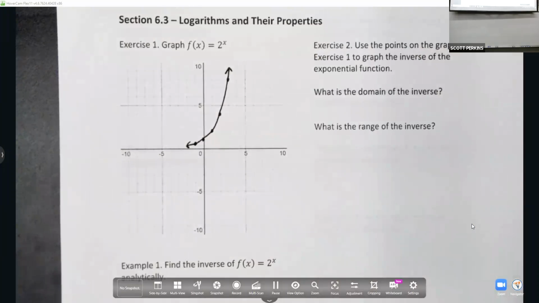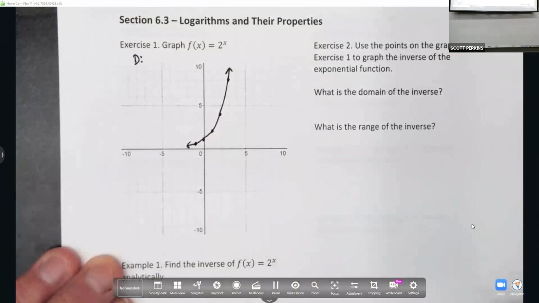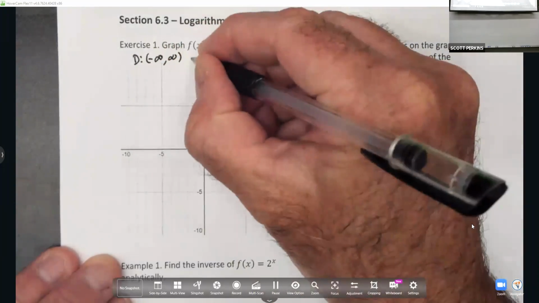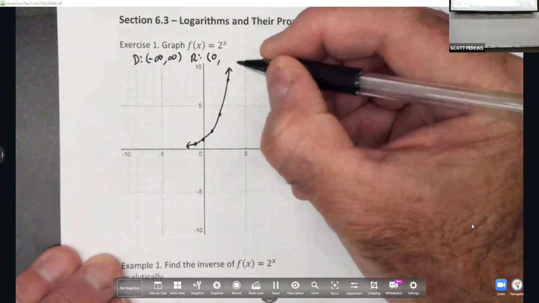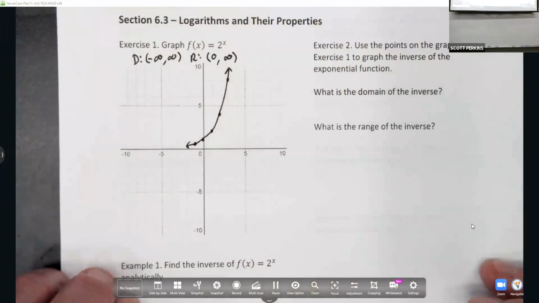I didn't ask you to do this because we just did it in the last section, but I'm just going to regurgitate this so that it's on this page. And so then we know that the domain of the 2 to the x graph goes fully left and right, from -infinity to infinity. And then the range of this graph goes from 0, which is the boundary, it never equals 0, to infinity.